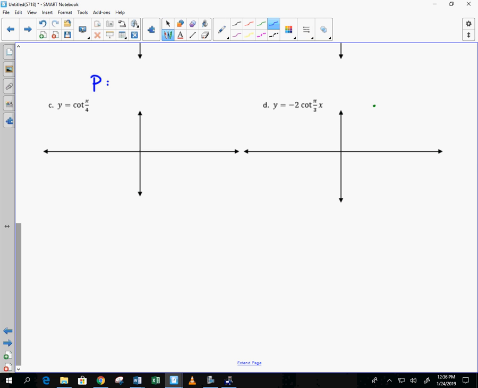Period. Four pi. Pi divided by 1/4 is 4 pi. Mark off 4 pi, negative 4 pi. Divide in half. 2 pi, negative 2 pi. Hey, that was pretty easy.